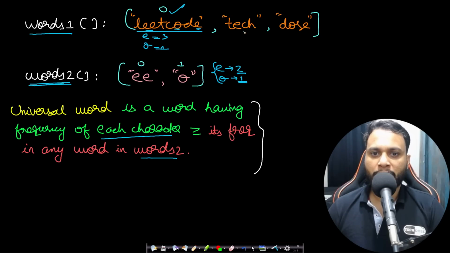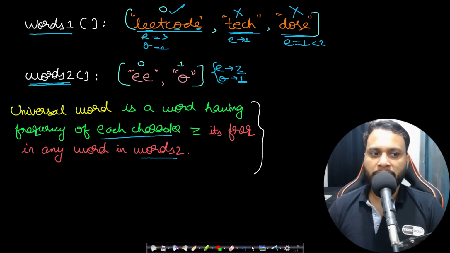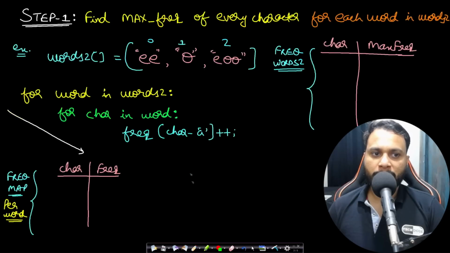Okay. Now let's check for tech. In tech, E is occurring 1 time, which is already less than 2. So this will not be a universal word. If you look at dose, then E is occurring 1 time. So since 1 is less than 2, this is not a universal word as well. So for this example, only Leetcode will be the universal word. Okay. So I hope the problem statement is clear now.